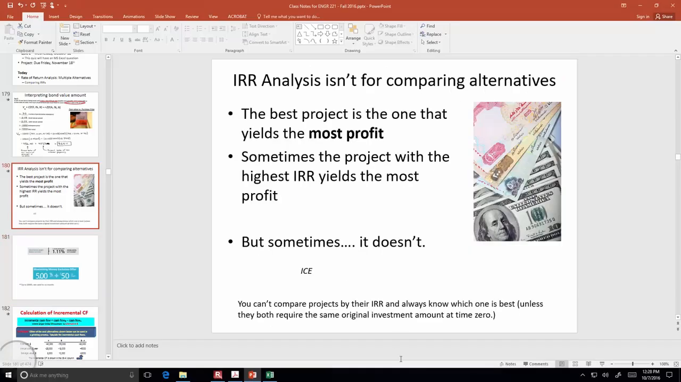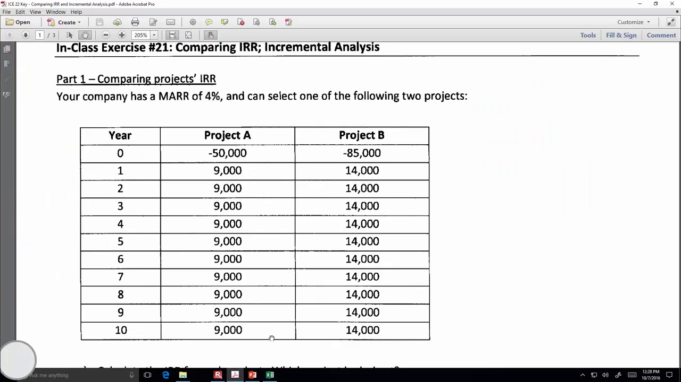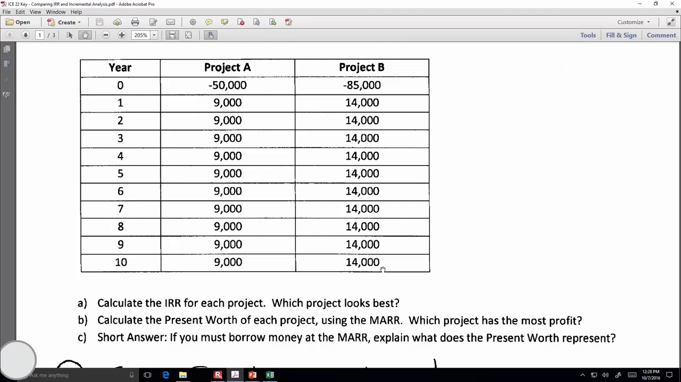So if we think back about the in-class exercise, which of the two projects is better, when you're picking projects, you'll never go wrong in just comparing the present worths or comparing the future worths. Now, incremental internal rate of return is what we'll get to on Monday, and that's a way of looking at how much more expensive one project is versus another. Any questions before we talk just very briefly about incremental analysis? Any questions about this illustration?